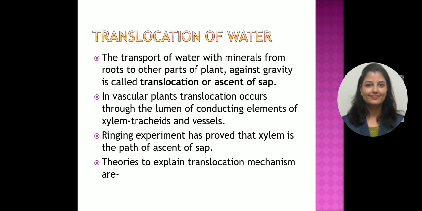Then next is translocation of water. The transport of water with minerals from the root to the other parts of the plant against gravity is known as translocation, and the other name is ascent of sap. In vascular plants, translocation occurs through the lumen of the conducting elements of xylem, tracheids and vessels.